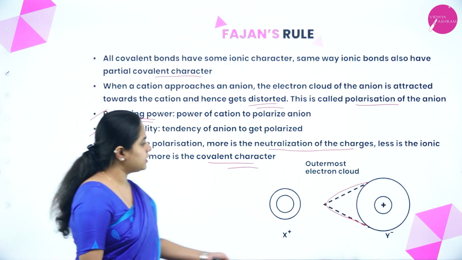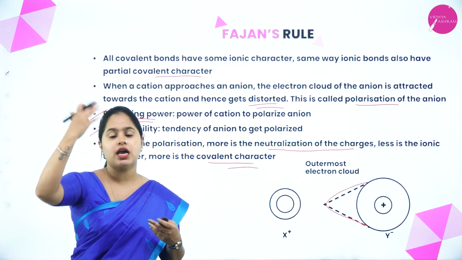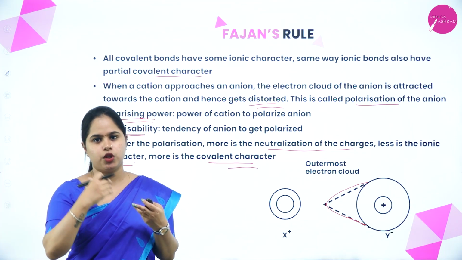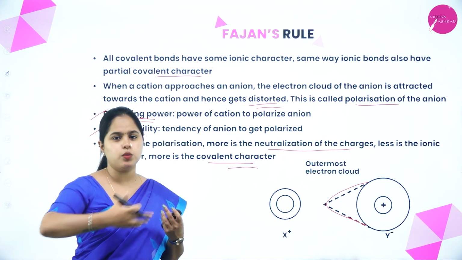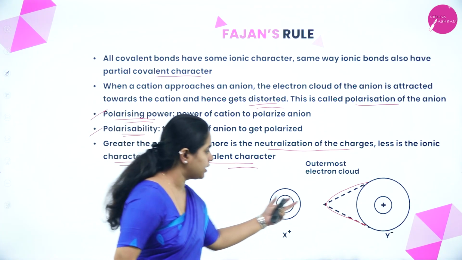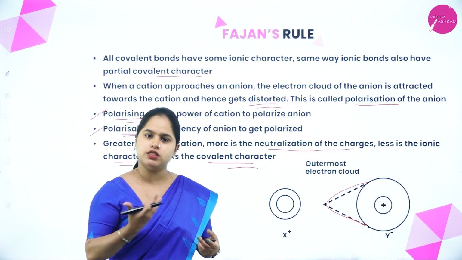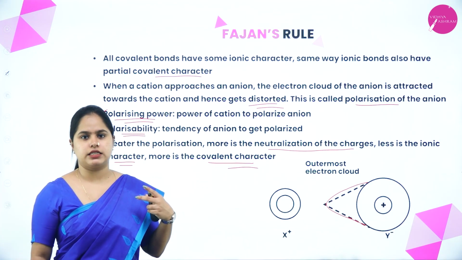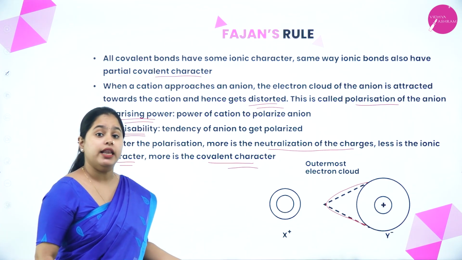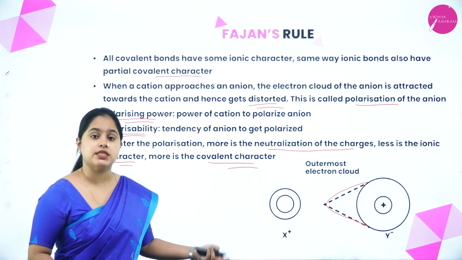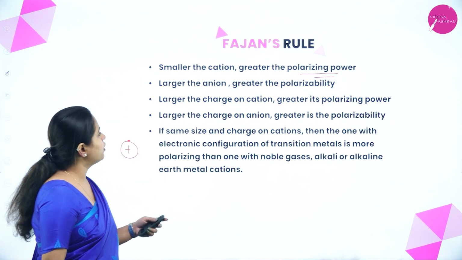How is that? Larger the size of the anion means the outermost electrons will be loosely bound to the nucleus, right? The attraction becomes less and less when the size is increasing. So the outermost electrons are loosely bound. If a cation approaches the anion, the electrons are already loosely bound, so they will easily get attracted and the shape of the anion will easily get distorted. So larger the size of the anion, the polarizability of the anion increases. Now moving on to the third one.